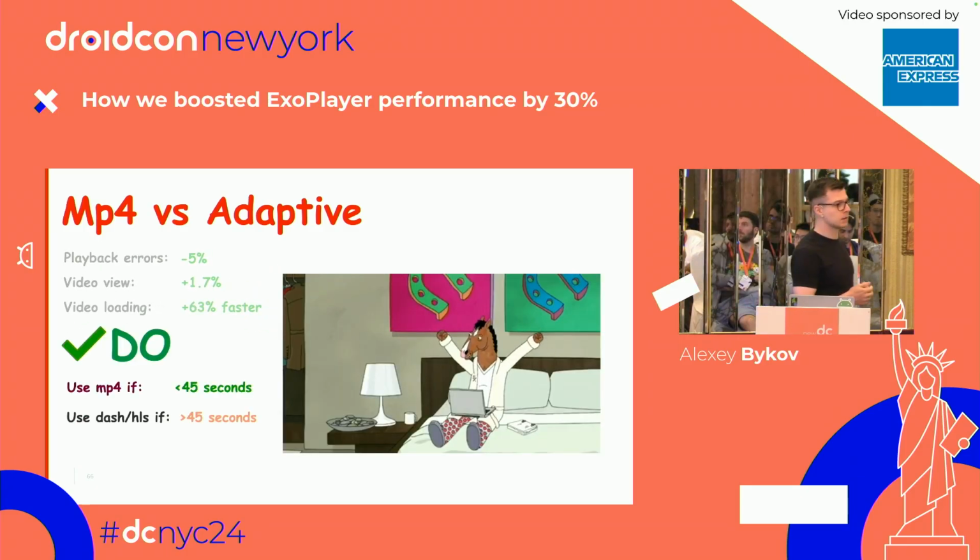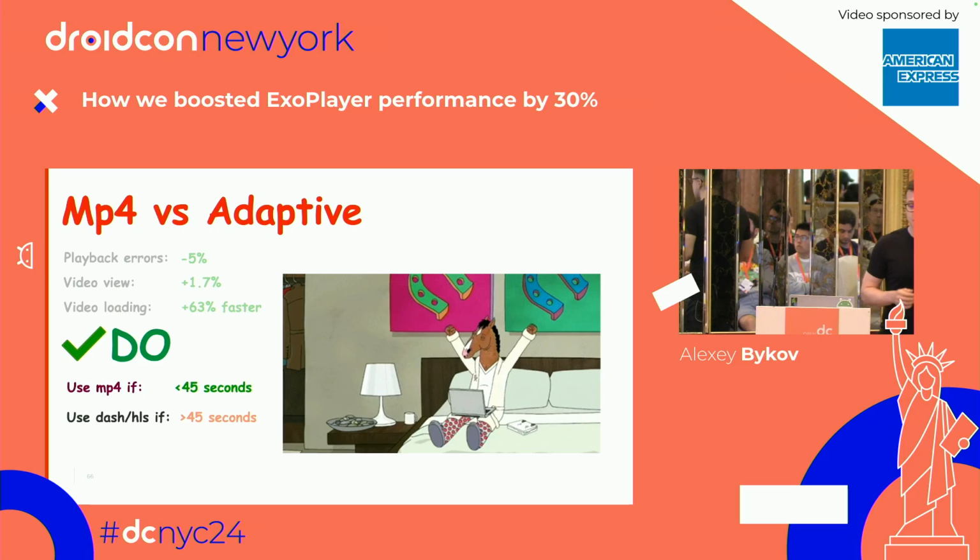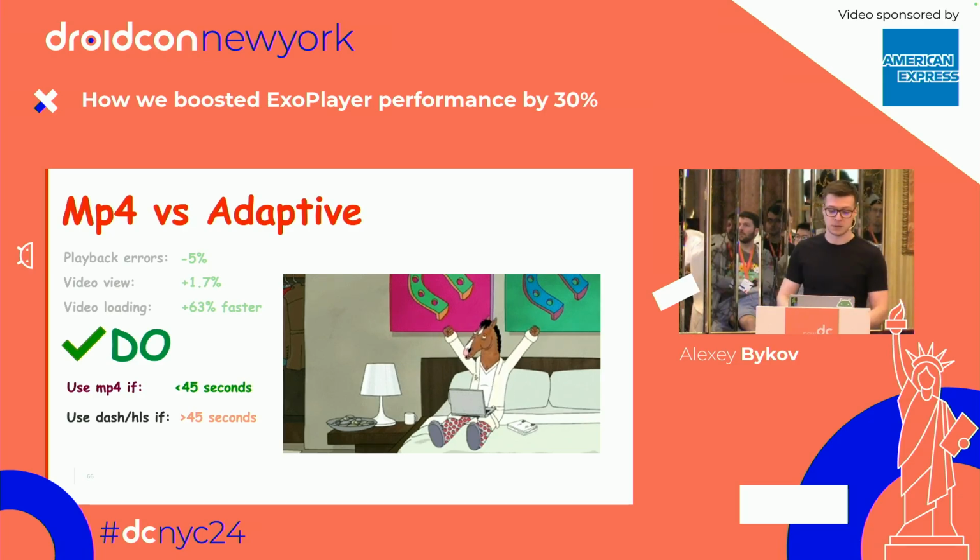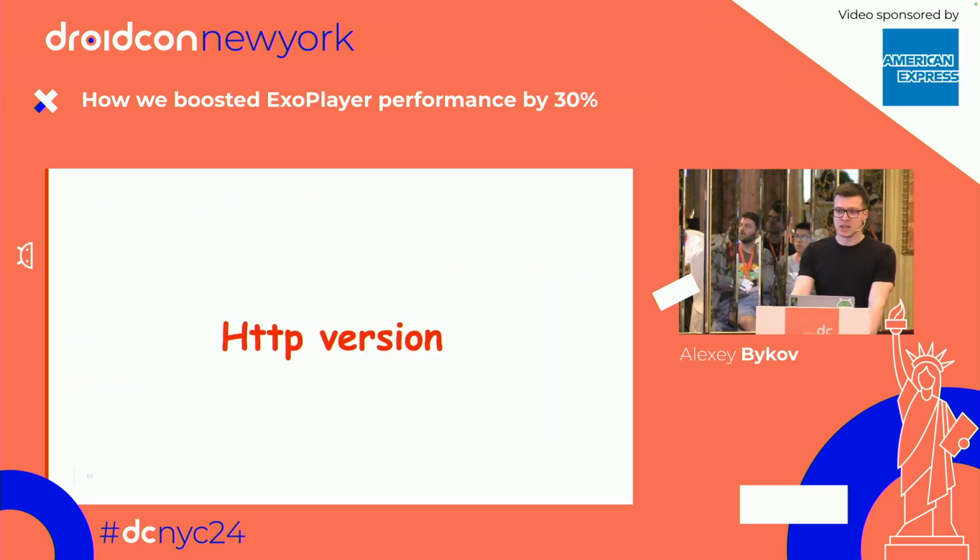So what is the learning? If your video is less than 45 seconds, MP4 is going to perform efficiently. If it's more, then use adaptive playback. And preferably for Android, it's probably going to be better to use Dash because it has fewer round trips. So next one is HTTP version.